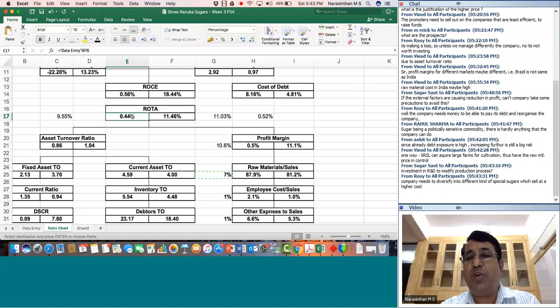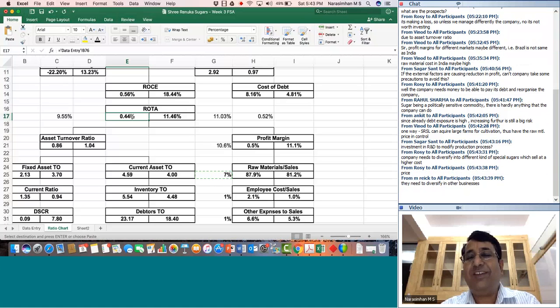Investment in R&D to modify the production process, very good, but these are all slightly less practical. You can improve the recovery ratio, right? That is, how much sugar I can get when I crush the sugar cane. For example, if I'm getting 12.3% today, by doing some R&D I can improve that from 12.3 to maybe 12.5 or 12.8. That much I can do, but nothing beyond. It is a very well-established industry. It may be difficult unless you genetically modify the sugar cane, which may take a longer time. So it's not within the control.